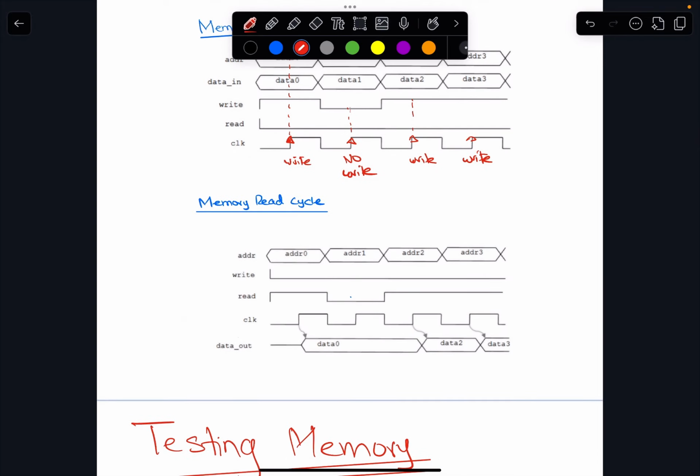Likewise we have the read as well. You can see here write is low, read is high, and you will put in the address and you will be getting the data. And likewise here we have no read, and then subsequently we have read as well.